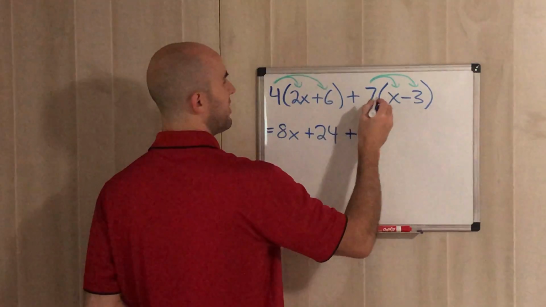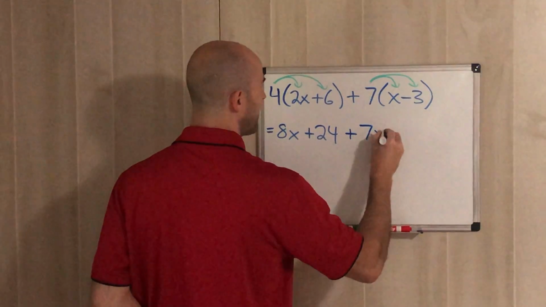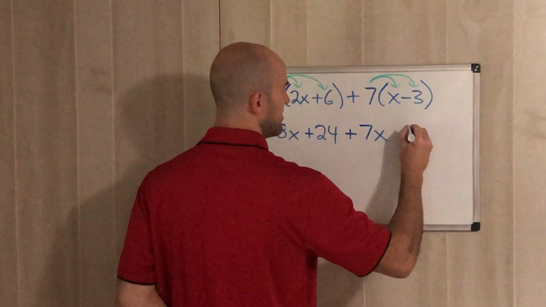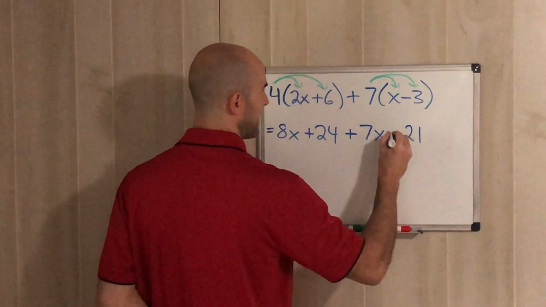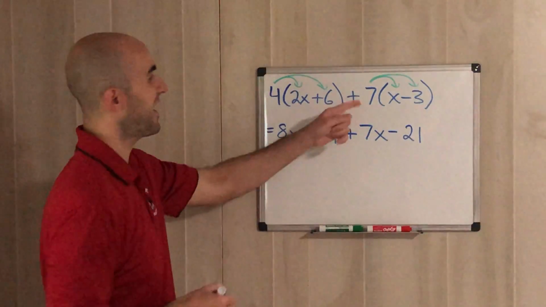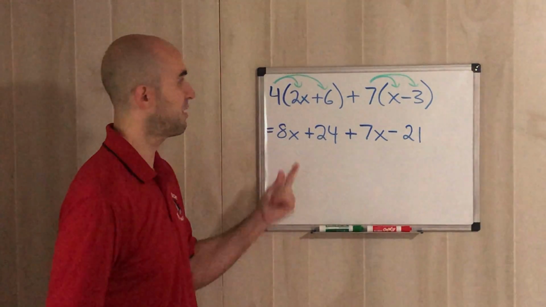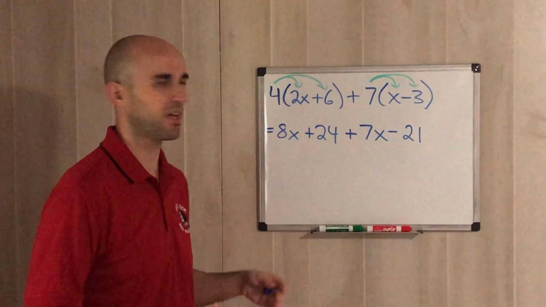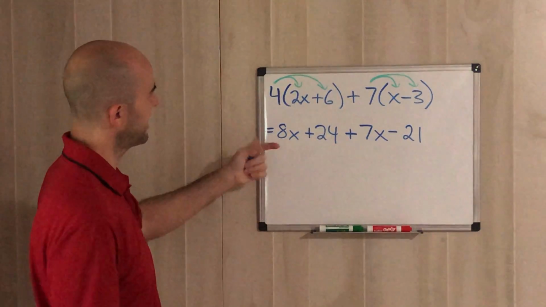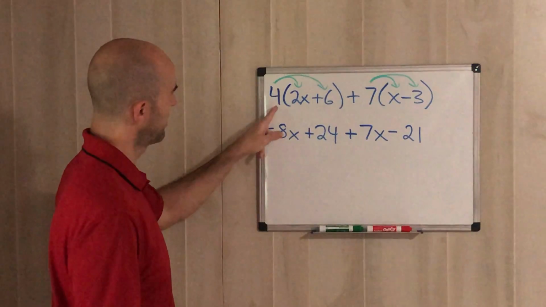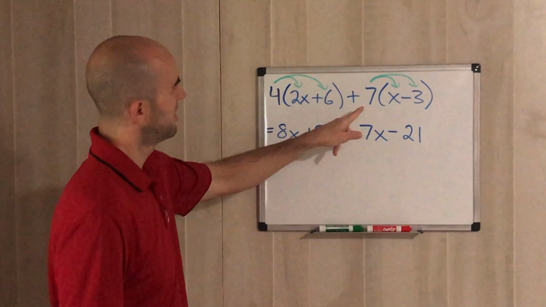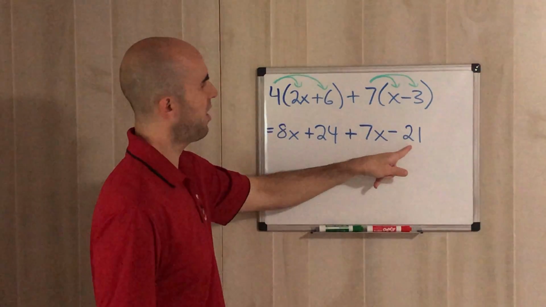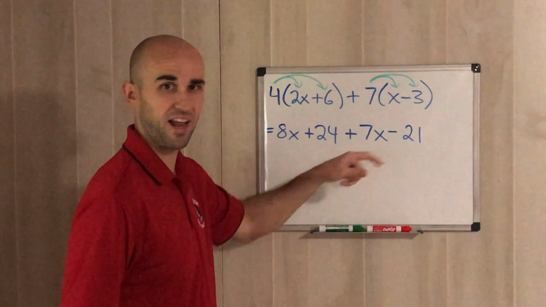We know that 7 times x is 7x, right? We know that 7 times 3 is 21, but don't forget the minus sign, right? Again, if that was a negative 7, it would be a little bit different because we'd be multiplying a negative. But whenever it's a positive sign you're distributing, it becomes so much easier. So again, all I did, 4 times 2 was 8, 4 times 6 was 24, 7 times x was 7x, 7 times 3 was 21, but since it was negative, brought down the negative, right?